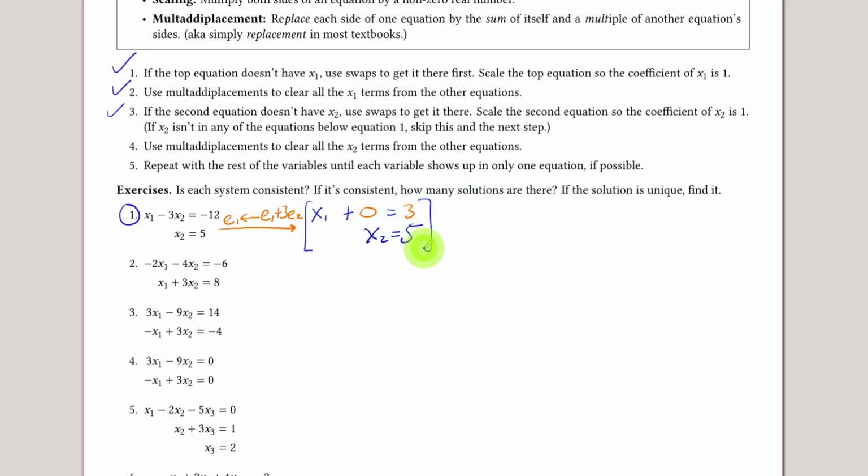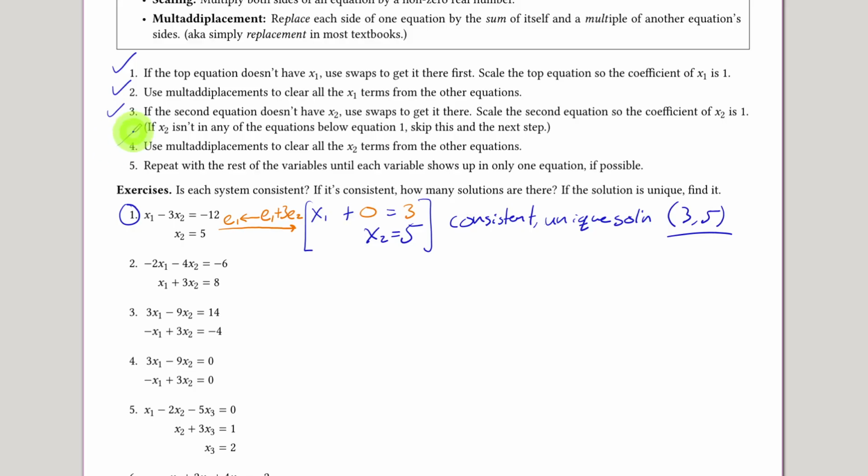So there's a system of equations that is equivalent to the original system, and this one clearly has x1 equal to 3 and x2 equal to 5, so it is consistent with a unique solution, 3 comma 5.